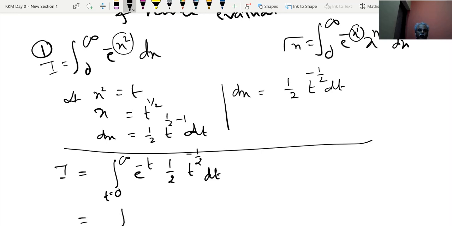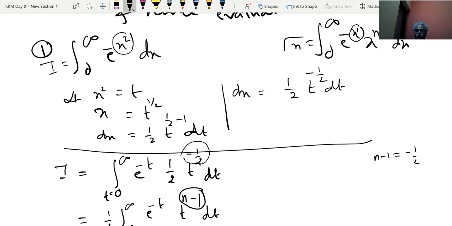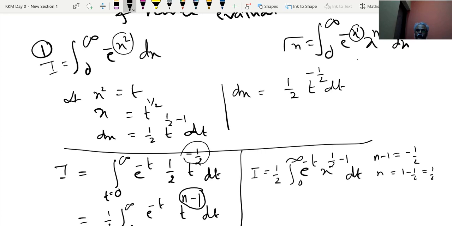that is equal to half outside, integral 0 to infinity e raised to minus t, t raised to something minus 1, I should write. That means this n minus 1 should be equal to minus half. Naturally here half is coming. So n minus 1 and minus half are same. That means n equal to 1 minus half equal to half. So by common sense we can write I equal to half into integral 0 to infinity, we are trying to write in this fashion, e raised to minus t, t raised to half minus 1. So whatever is in the position of n, if you compare these two, this is gamma of half. So that is the answer we wanted.